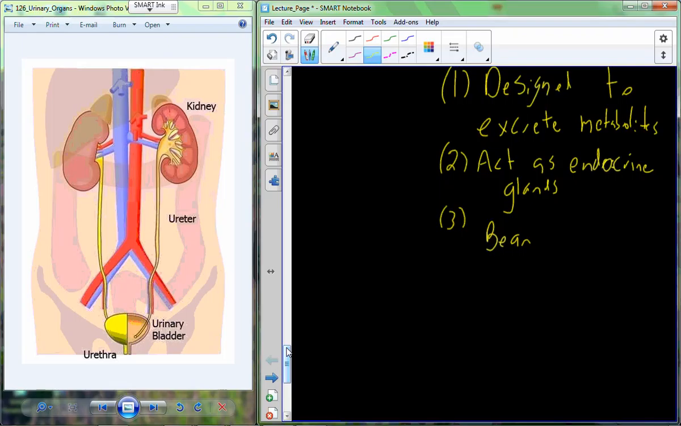Now, as far as I know, only one student in here has ever seen the kidney of a mouse. And what does that kidney look like? It looks like a kidney bean.